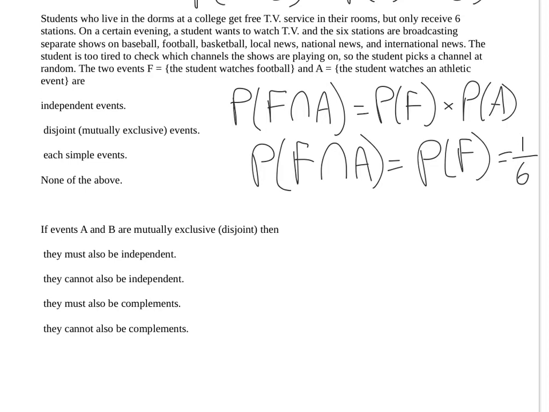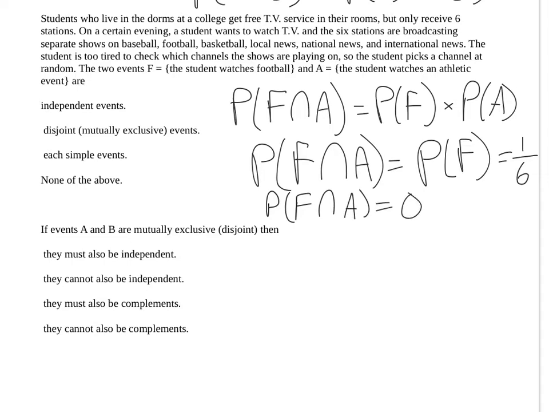All right. Disjoint or mutually exclusive events. Well, if you pick that apart, disjoint means apart, basically, and mutually exclusive means neither of them can happen with the other, right? They exclude each other. If football happens, you can't be watching an athletic event. If you're watching an athletic event, it can't be football. You see what I'm saying? If you write this down in probability notation, what that would mean is probability of football and an athletic event equals 0.